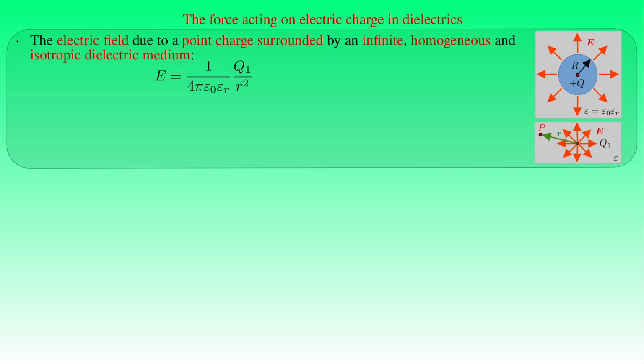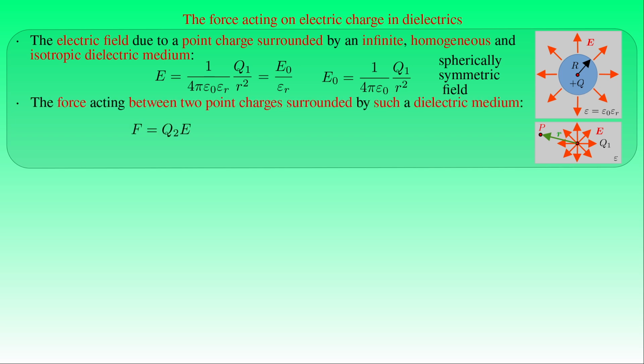As the form of the equation shows, it still holds that the magnitude of the electric field E in the dielectric is εr times less than the magnitude of the spherically symmetric electric field E0 produced by the same point charge Q1 in a vacuum. Now we can state that the magnitude of the force F acting between the point charges Q1 and Q2 surrounded by an infinitely extended homogeneous dielectric medium is equal to the product of the charge Q2 and the magnitude of the field strength E due to the point charge Q1 that is evaluated at the position of the point charge Q2. Then we have 1/(4π ε0 εr) times the product of the charge Q1 and the charge Q2 over the square of the distance r between the two point charges.